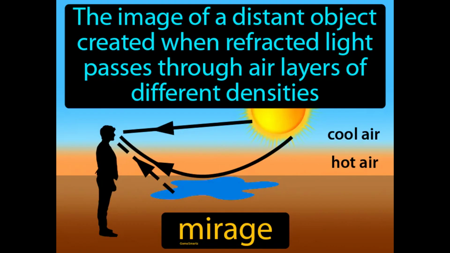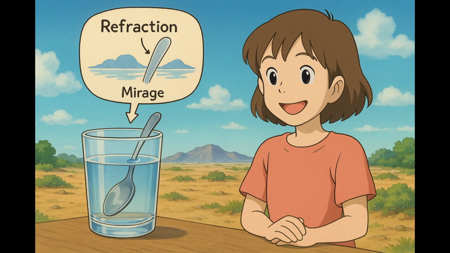The image of a distant object created when refracted light passes through air layers of different densities. Mirage. A mirage is an optical illusion where light bends in the air, making objects appear displaced or distorted. Imagine you're looking at a spoon in a glass of water, and it appears bent or broken at the surface.